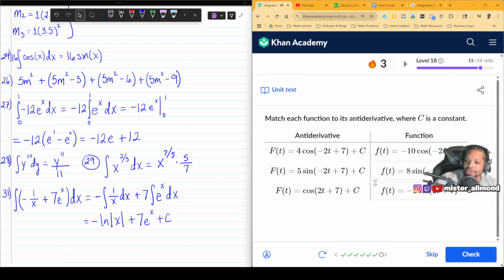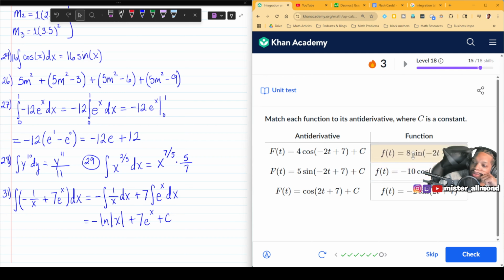Okay. Oh, this one should be easy. Match the function to its antiderivative where C is a constant. Okay, so let's see. The derivative of sine is cosine. So I'll go boom. And then yeah, I think it's this. Hold on, let me check. And instead of anti-deriving the left side, I'm just gonna derive the right side because in my brain it's easier.